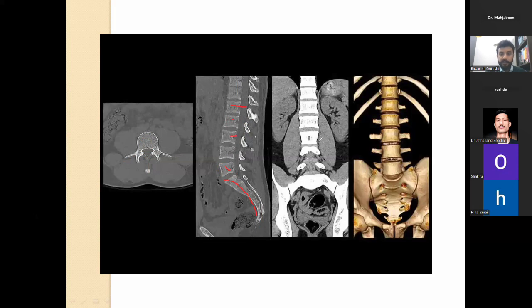Next we look at the coronal cuts, and here we can comment on the vertebral height, the disc spaces, or any fracture. The surrounding structures can be seen. This is the sacral promontory, and this is the 3D constructed lumbosacral region scan.